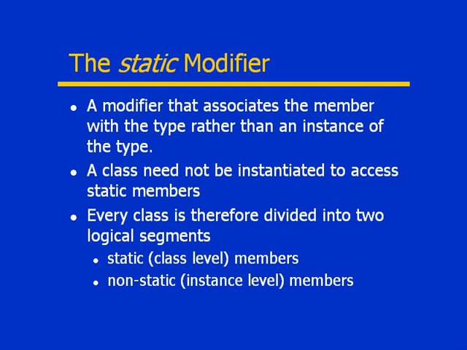A good example that we've already used is the POW method of the math class. You remember using the math.pow call in order to raise a base to a power, but we never once created an instance of the math class. It's not necessary. That's because the POW method is actually defined at the class level, not the instance level. So that means that every class really is divided into two logical segments. We have our static or class level members, and then we have the non-static or instance level members.